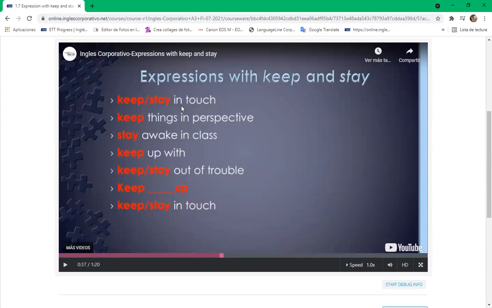Keep and stay, these are called phrasal verbs. Do you know what a phrasal verb is? It's a verb plus a particle. It's a verb and a preposition. For example, look, keep in touch, stay in touch. Stay in is a phrasal verb because it's a verb and a preposition.